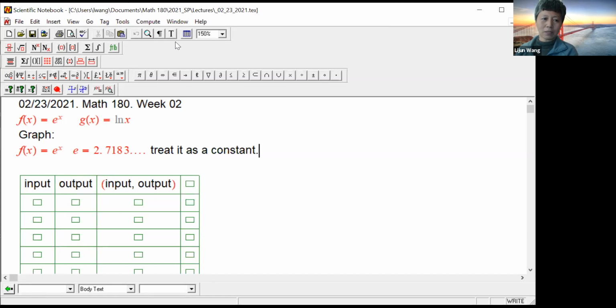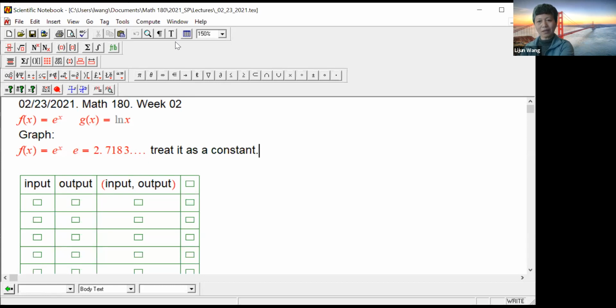Kyle asks, is e not a one-to-one function since it's a constant? Very good question. e is just a constant. e is just a number. When you think of e, you think of 2.718 and so on and so forth. It's just a number. It has nothing to do with a one-to-one function. Because a function is a rule. e is not a rule. It's a constant. You follow me?